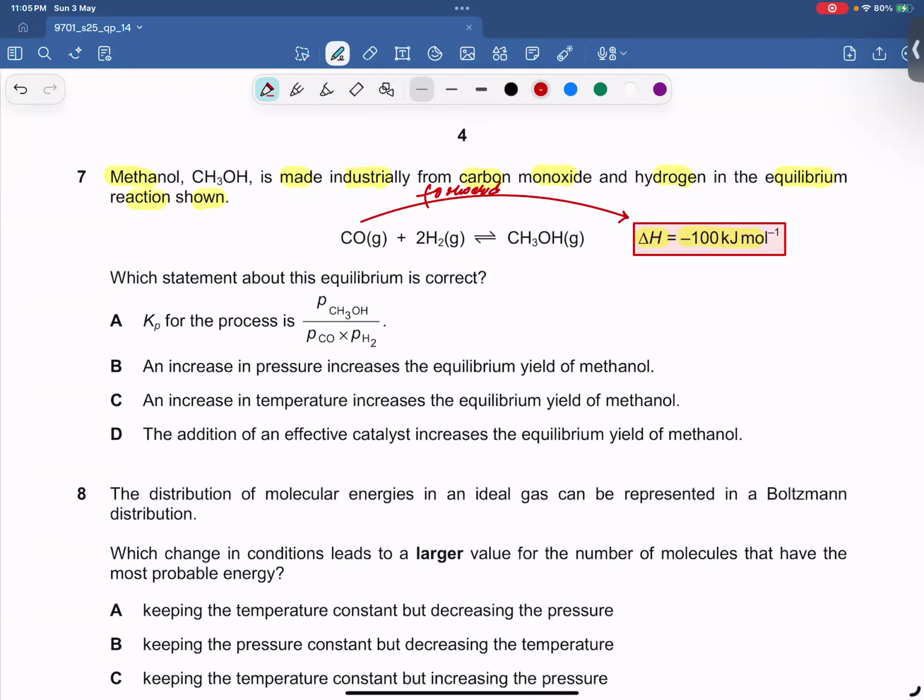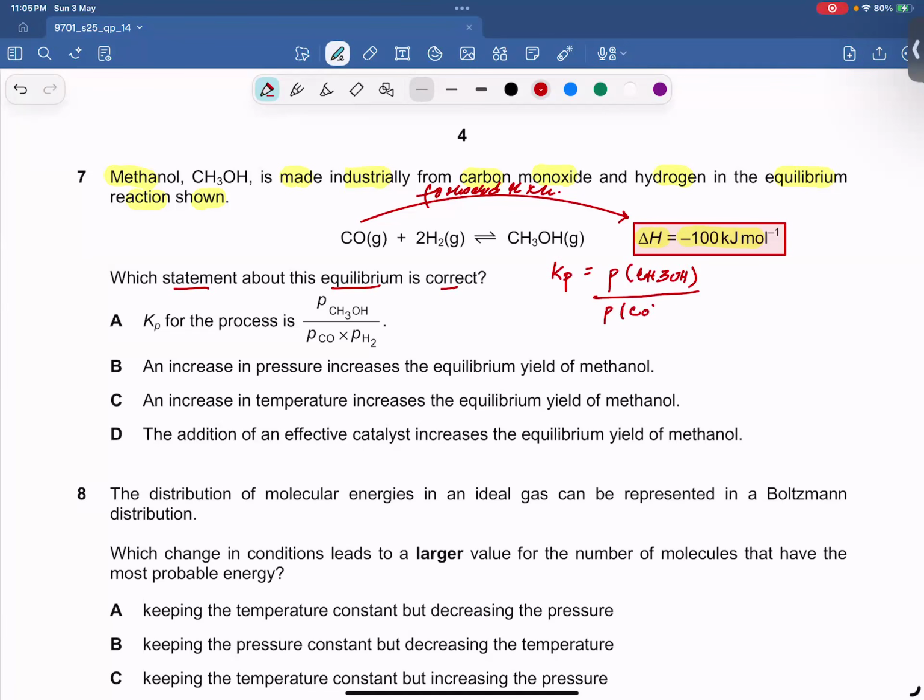Remember, if the forward reaction is exothermic, the reverse reaction needs to be endothermic, okay? So the forward reaction is exothermic. Which statement about this equilibrium is correct? Kp for the process. In order to write the Kp expression, it should be partial pressure of product over partial pressure of reactant.